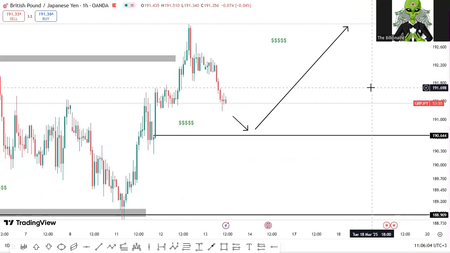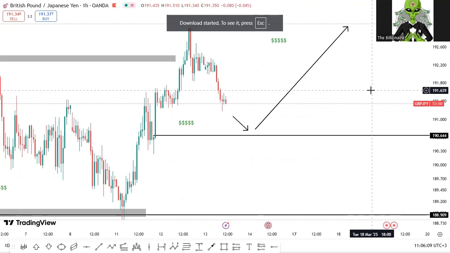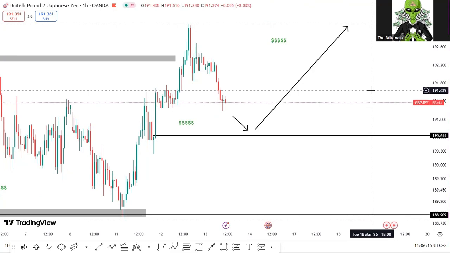I'm going to screenshot. Yeah, and that's all I have for GBPJPY. Let's wait and see what price has to say about this.